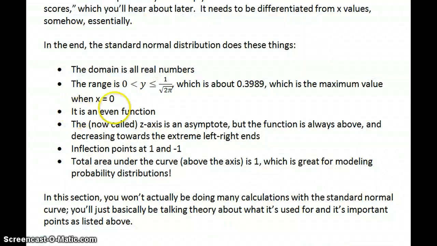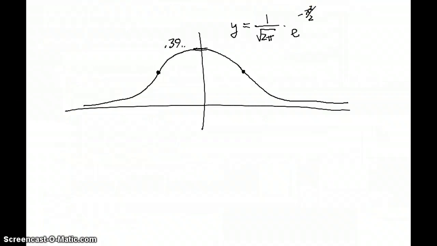Okay, it's an even function. They call it the z-axis now. Why on earth do they do this? This is an invention of human beings. Why all of a sudden do we call this the z-axis? It's not the z-axis because we're hopping into 3D and this is coming at your face. No, this is still y.